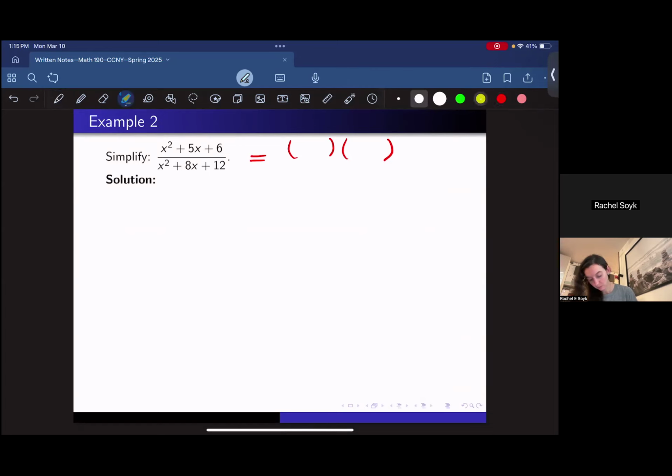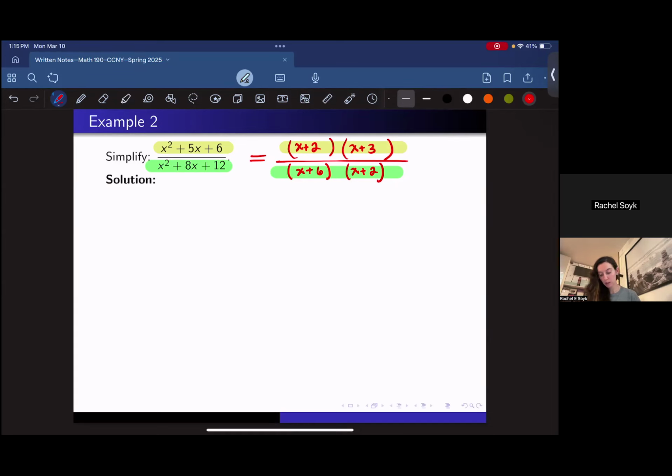Our numerator can be factored into x plus 2 and x plus 3. And our denominator, let's use maybe green here, can be factored into x plus 6 and x plus 2. And you'll notice that we have x plus 2 in both the numerator and denominator. So that can cancel out, which tells us our simplified fraction is just x plus 3 divided by x plus 6. And we're done.